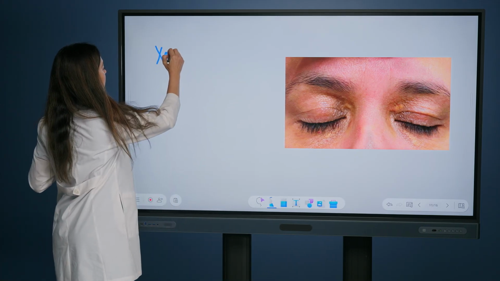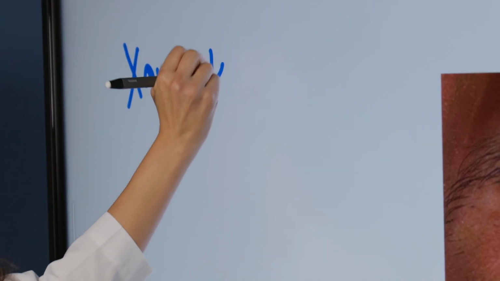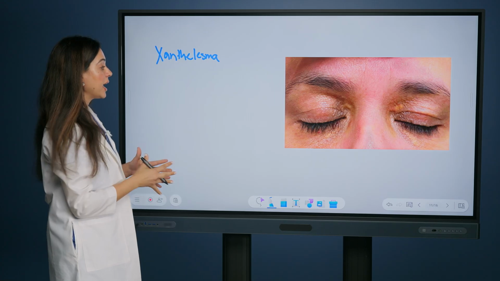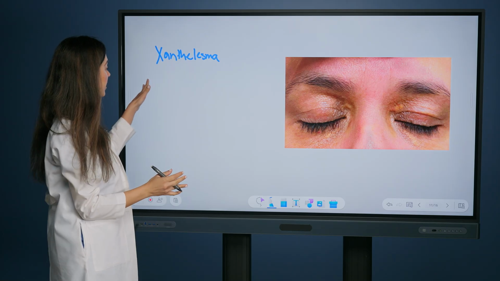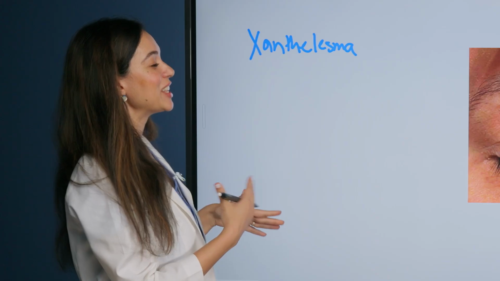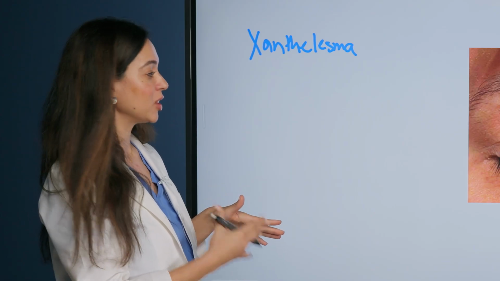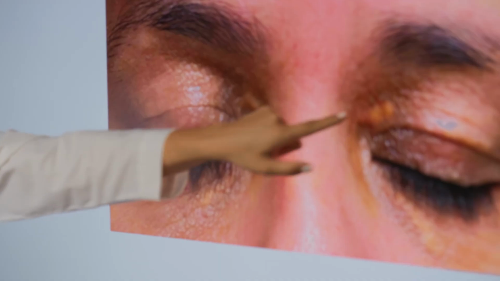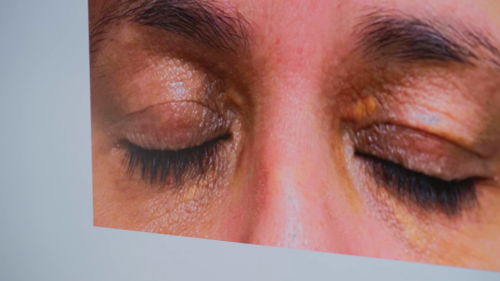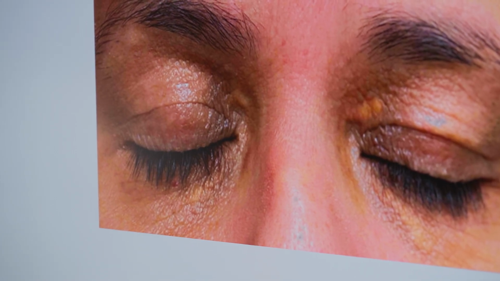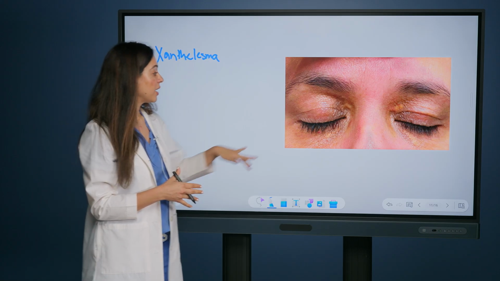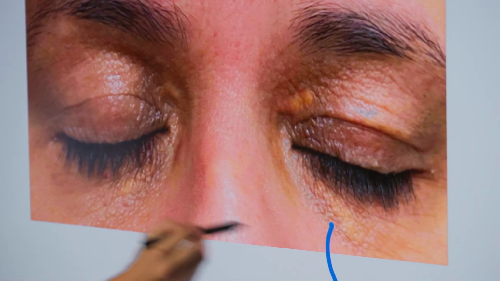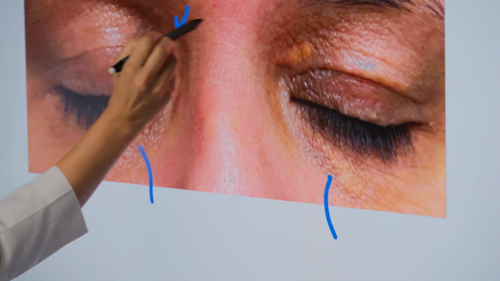Next here, we have the xanthelasma, which is another very commonly seen dermal benign lesion. And what's the key feature of xanthelasma? Well, xanthelasma is cholesterol that is trapped in the dermal layer. And so what we see is a yellow appearance to the skin due to the underlying cholesterol. And it's most commonly seen in the medial part of either the upper eyelid or the lower eyelid. And you can see in this patient, it's really visible in all 4 areas.